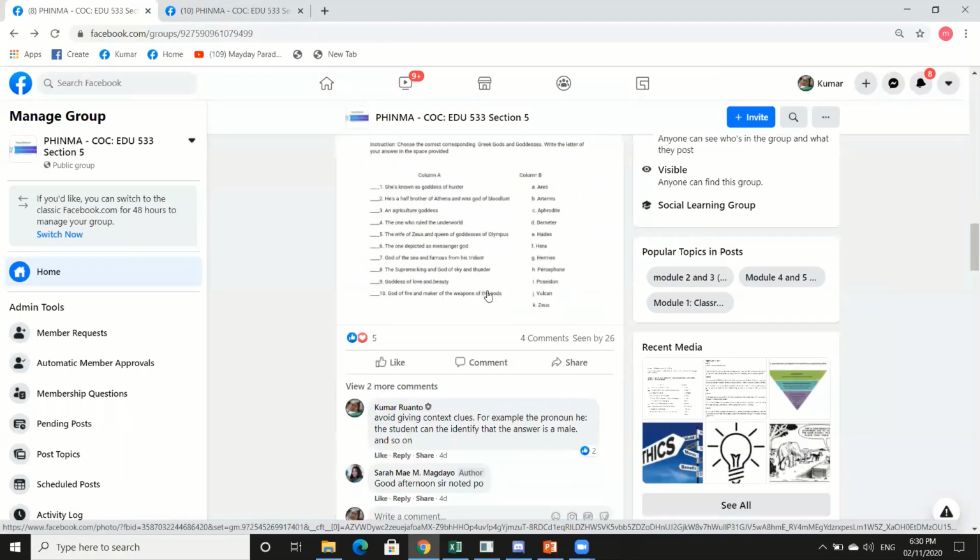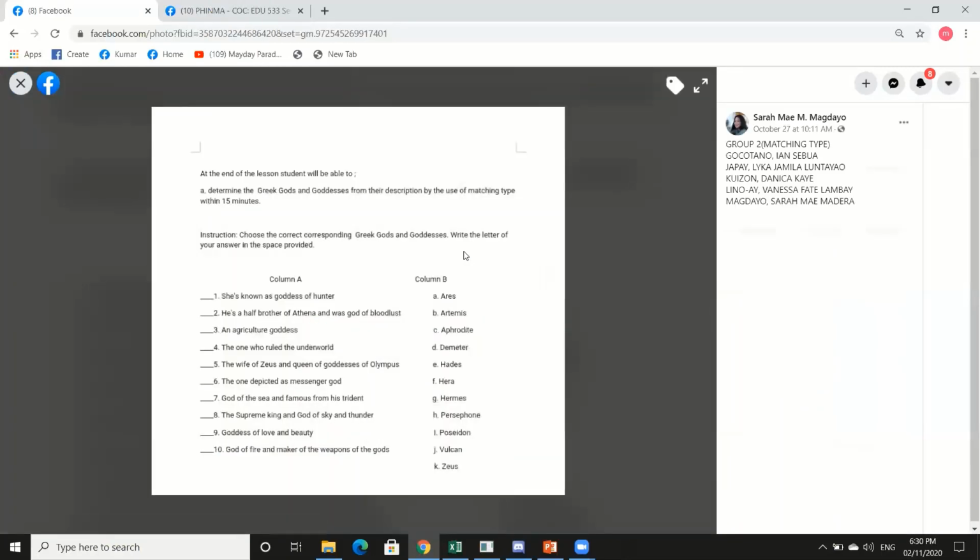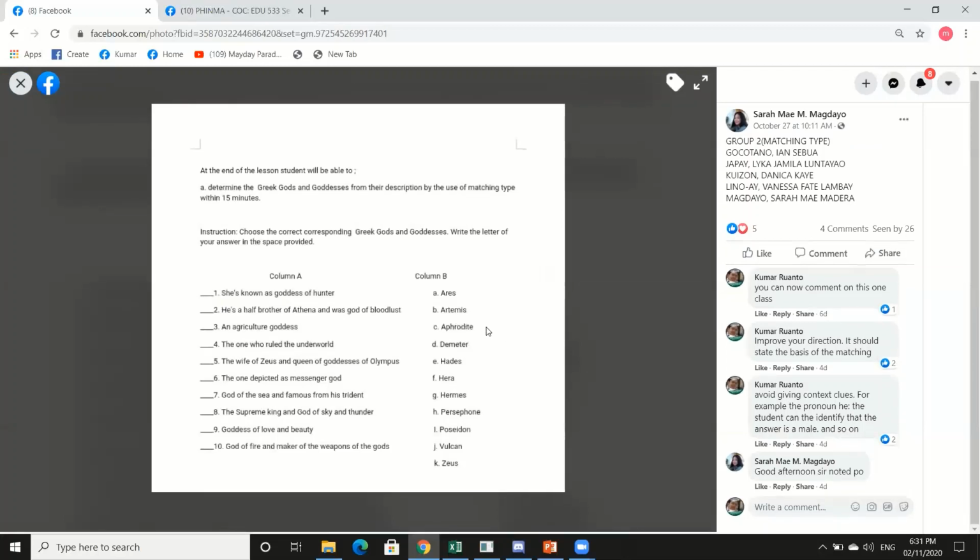Okay, let's move on to the second. Okay, this is very good. So always improve. In writing a matching type test, always write the basis of your matching in your objectives. Okay, it's very good that they have arranged their options in alphabetical order. Very good. Then there are more options than the premises.